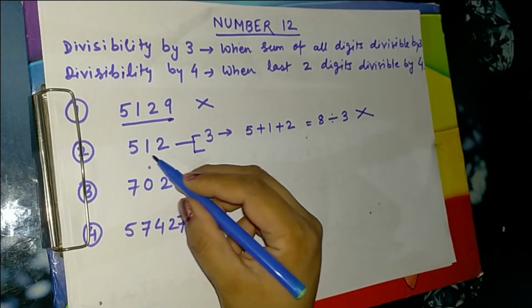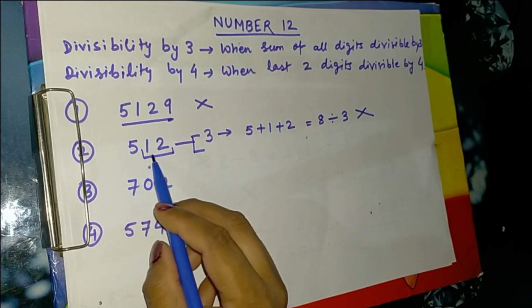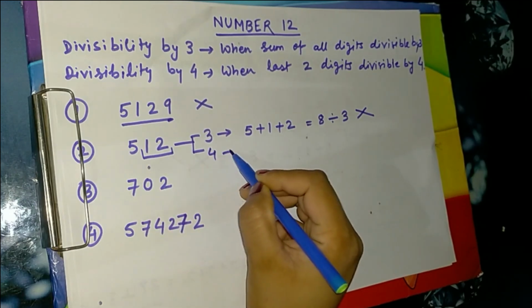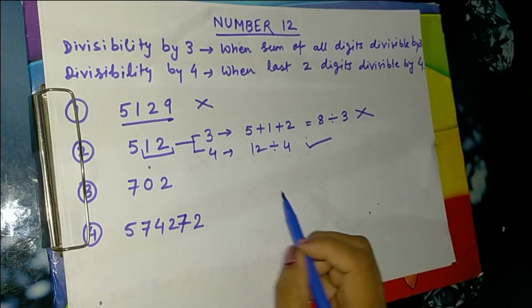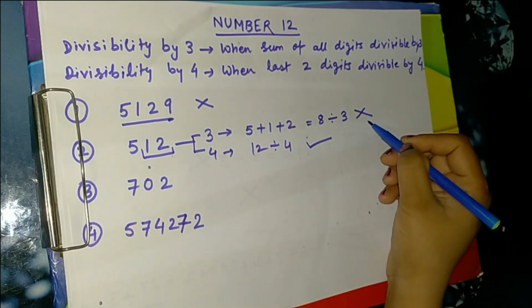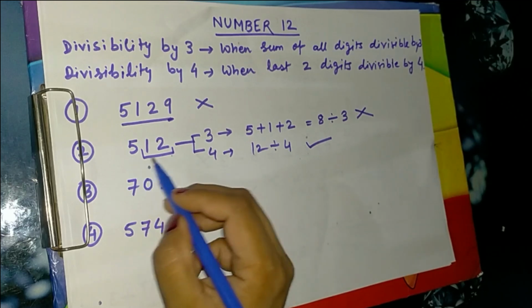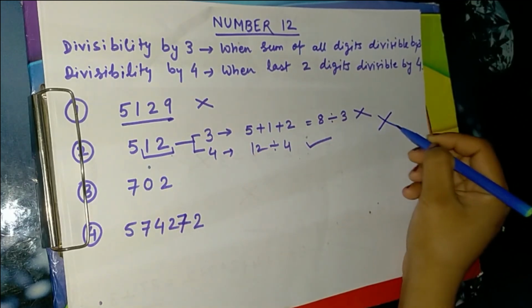When we check 512 divisibility by 4, you can see that the last two digits of this number are 12, and 12 is divisible by 4. Here you can see that 512 is divisible by 4, but it is not divisible by 3. So we can say that 512 is not completely divisible by number 12.